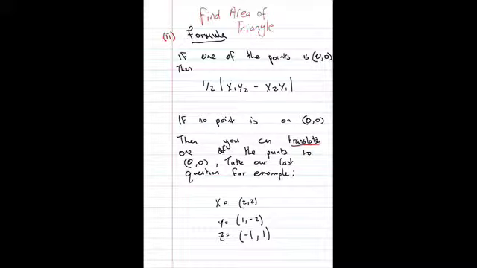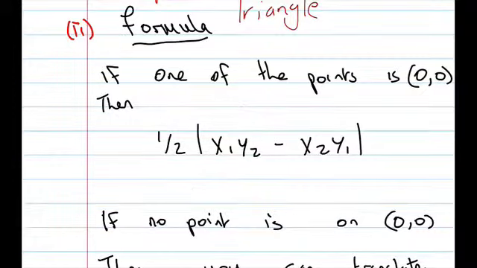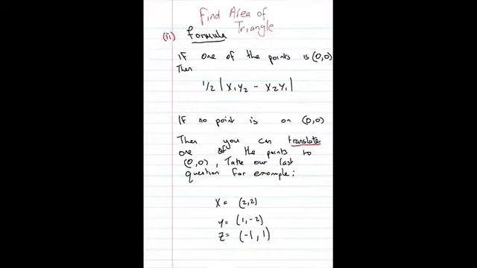Okay, this only works if one of my points of the triangle is at 0, 0. What do I mean by that?